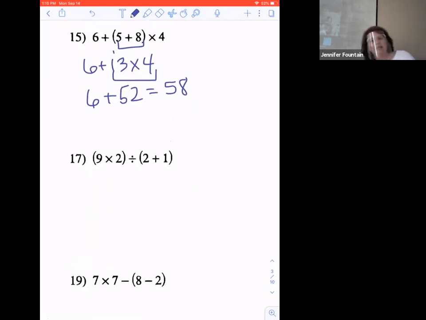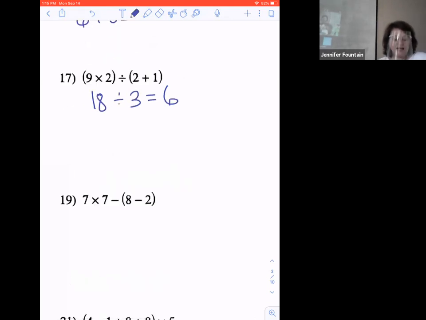Number 17. I have 9 times 2 is what? 18. 18 divided by, what's 2 plus 1? 3. So we did both sets of parentheses all in one step, okay? Since we had 2 separate parentheses, we could go ahead and take care of them all in the same step. So now I have 18 divided by 3 equals 6. Good.